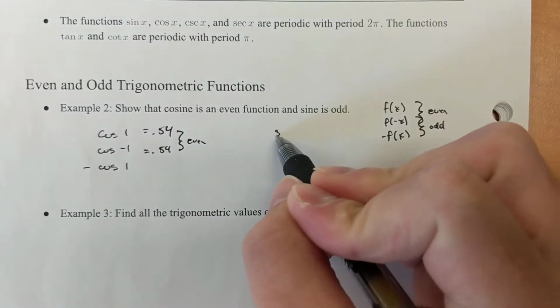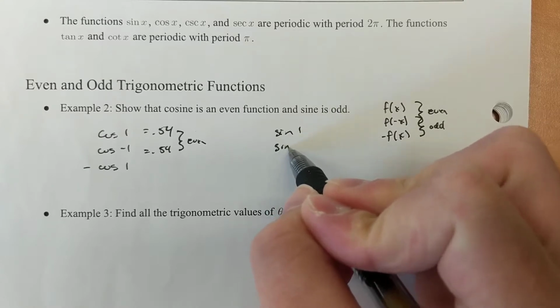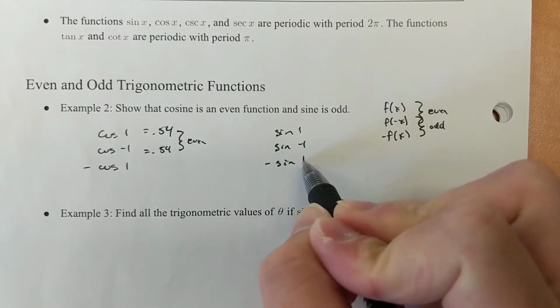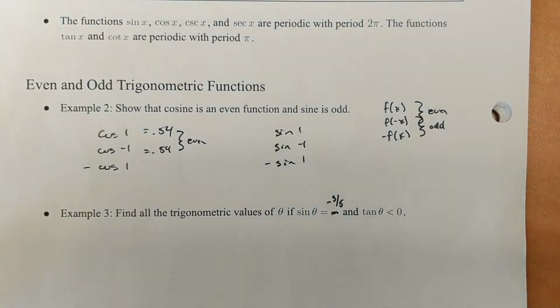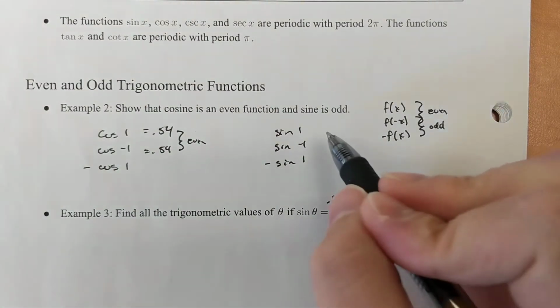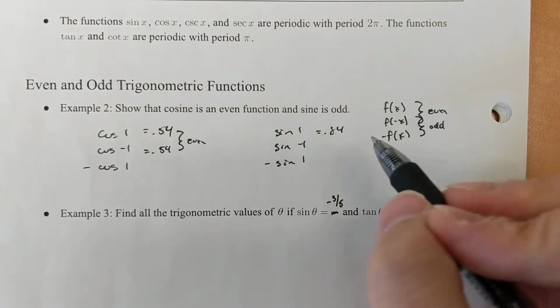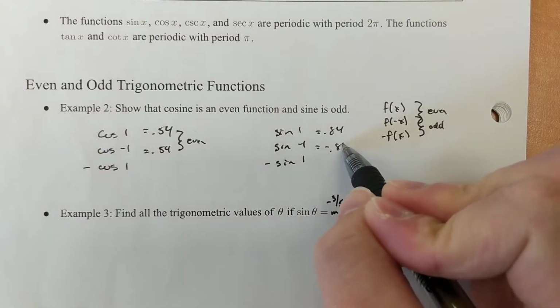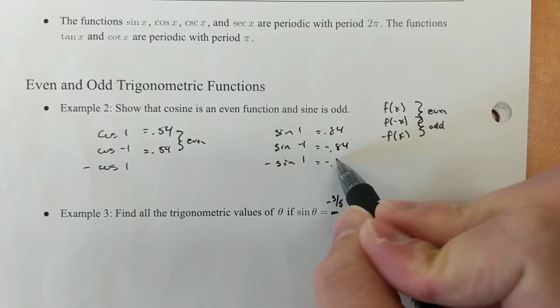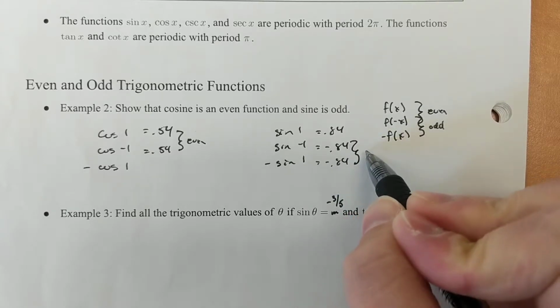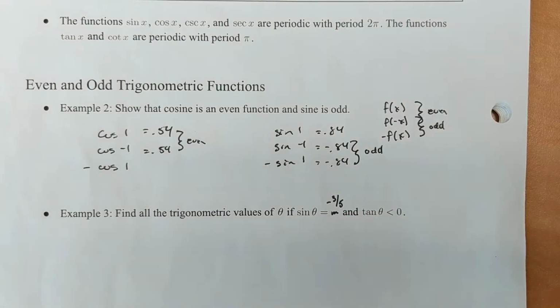I'll do the same thing with sine. Sine of 1, sine of negative 1, and the negative sine of 1. So the sine of 1 is 0.84. Sine of negative 1 is negative 0.84. And this last one is actually always the opposite of the first one, so it's also negative 0.84. So these two are equal, so odd.